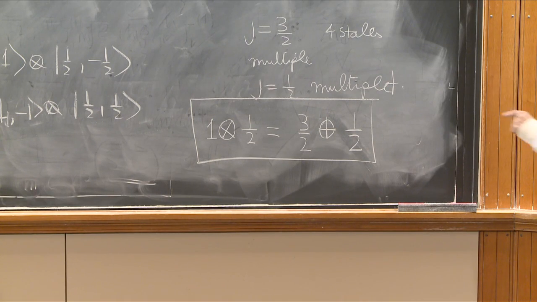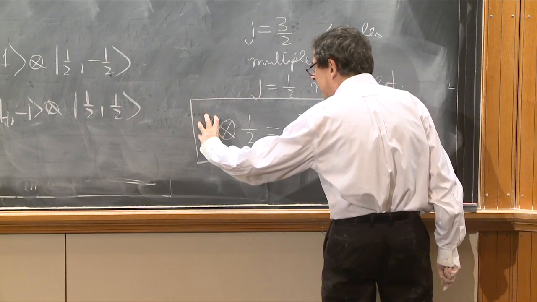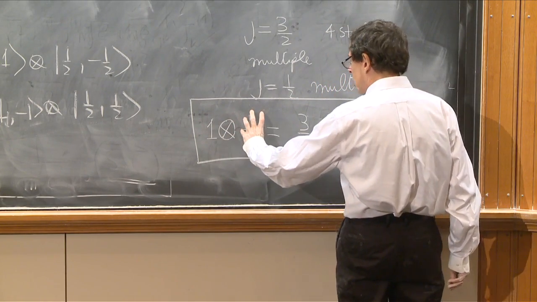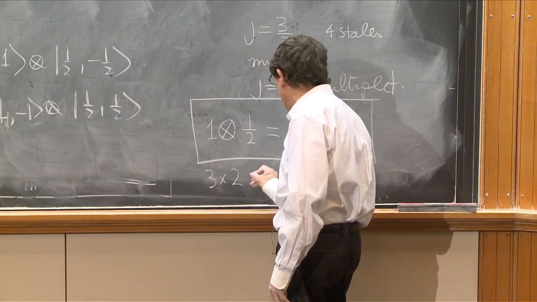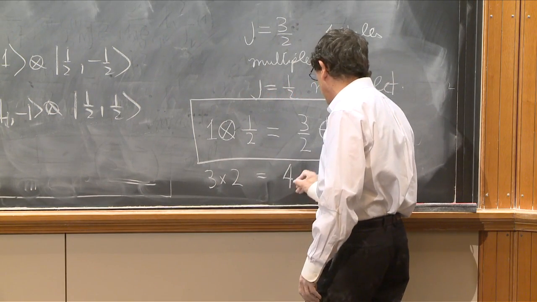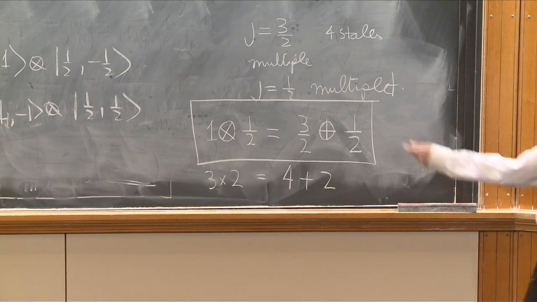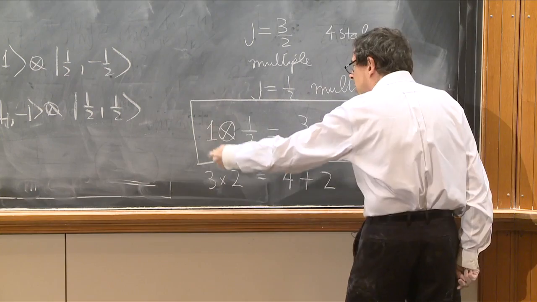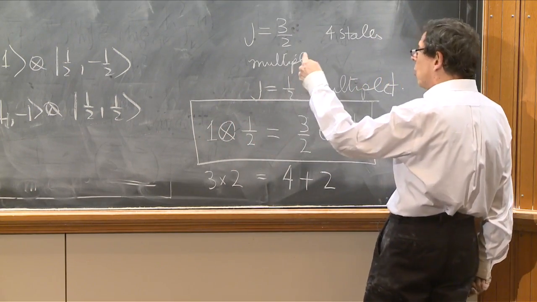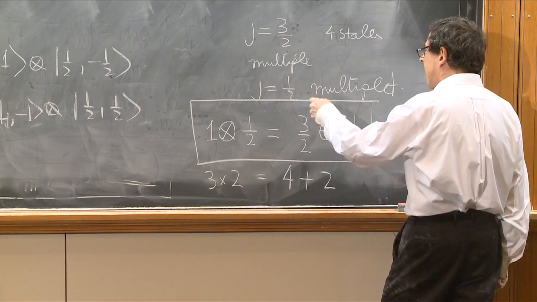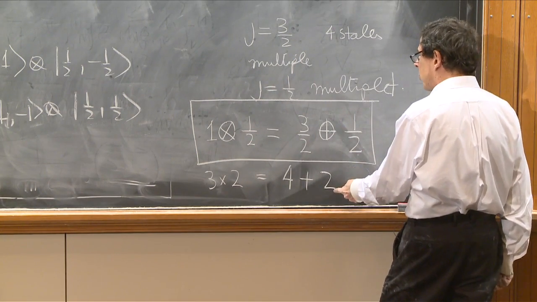Here is the tensor product. The tensor product of these 3 states with these 2 states can be written as 3 times 2 is equal to 4 plus 2 in terms of number of states. The tensor product of this spin 1 and spin 1/2 gives you a spin 3/2 multiplet with 4 states and a spin 1/2 multiplet with 2 states.